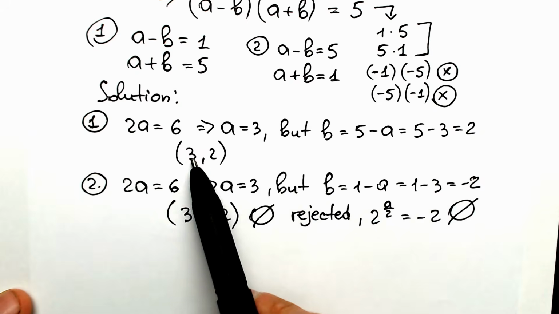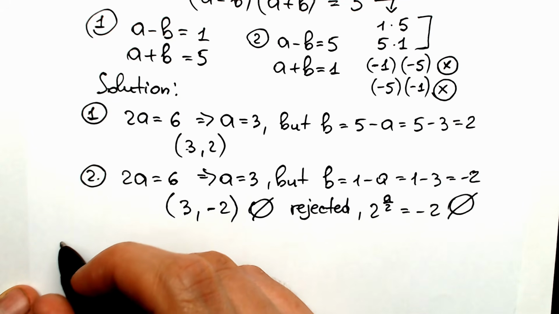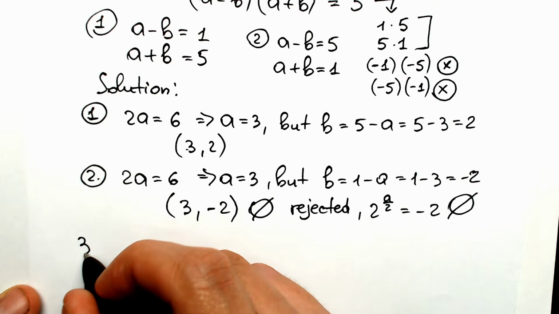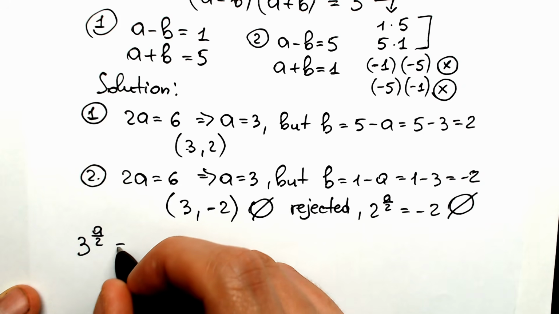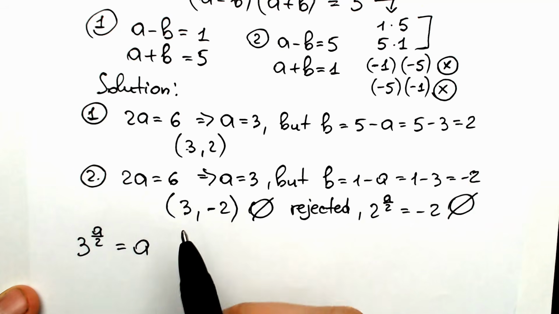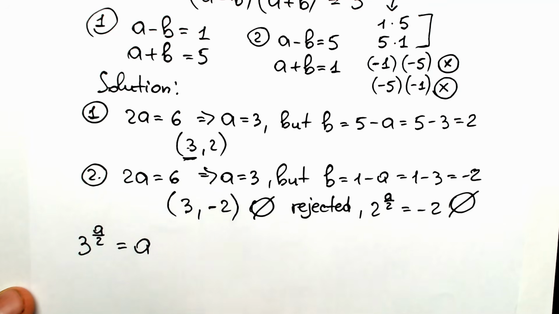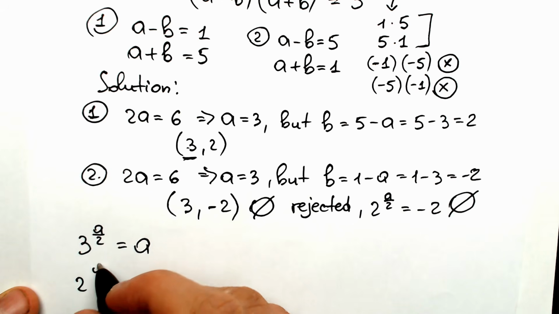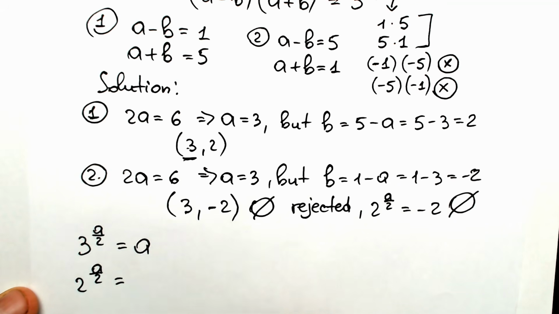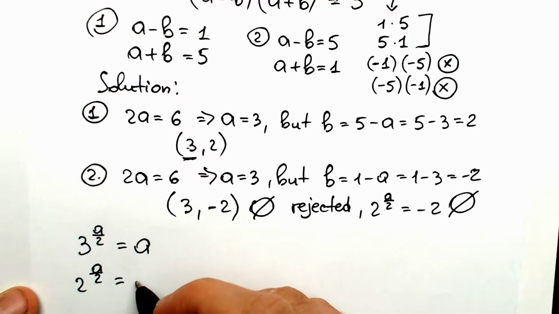We have two pairs, 3 and 2. So first of all, let's rewrite our substitution, because in the beginning we had that 3 to the power a over 2 equal to a. Yeah, we have the 2a, but it doesn't matter. I hope you understand that this is our first coefficient, this is our coefficient 3. And 2 to the power a over 2 equal to b, but b equal to 2.